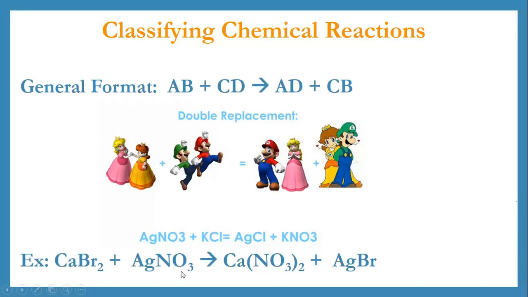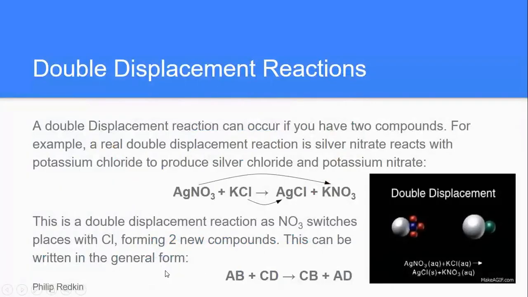So here you can see calcium leaving with nitrate, it came in with bromine, and silver leaving with bromine, it came in with nitrate. All right, and here's a nice thing here where the silver is taking the chloride from the potassium, and the potassium is taking the nitrate from the silver. Look at that.